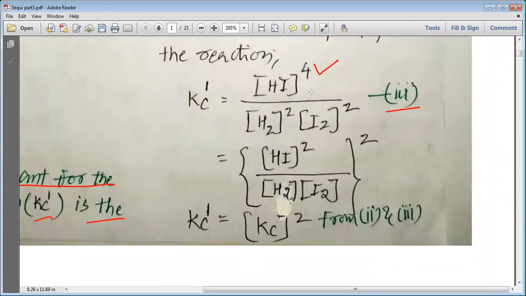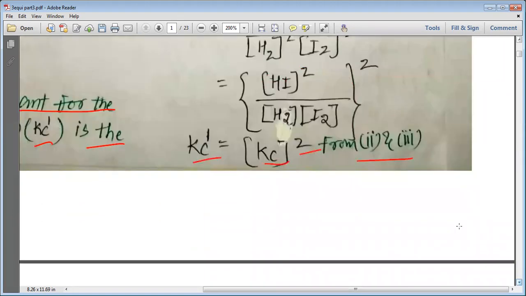That is, we can take the square of the whole of it. So if we write square, then HI to the power 4 is equal to HI square to the power 2, H2 square is equal to H2 to the power 2, I2 square is equal to I2 to the power 2. So overall, if we take HI square divided by H2 into I2, to the power 2, we can say that this is the value that we can write for our original equilibrium constant Kc. And this is how we can easily say that the newly formed Kc dash is equal to Kc to the power 2. From equations 2 and 3, we can write it very easily.